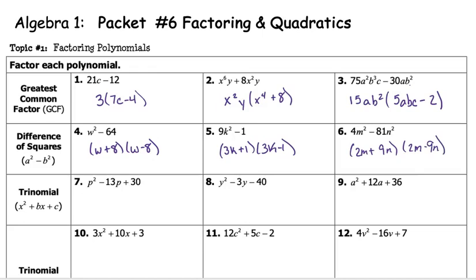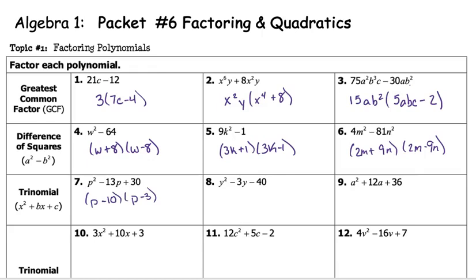Now, looking at trinomials. The important thing about these trinomials here for 7, 8, 9, if you notice, all of their leading coefficients are 1. So these are the ones we like to work with, because really what we're looking for are two numbers that multiply to c and add to b. So what two numbers will multiply to positive 30 and add to negative 13? I'm thinking 3 and 10. Negative 10 and negative 3.